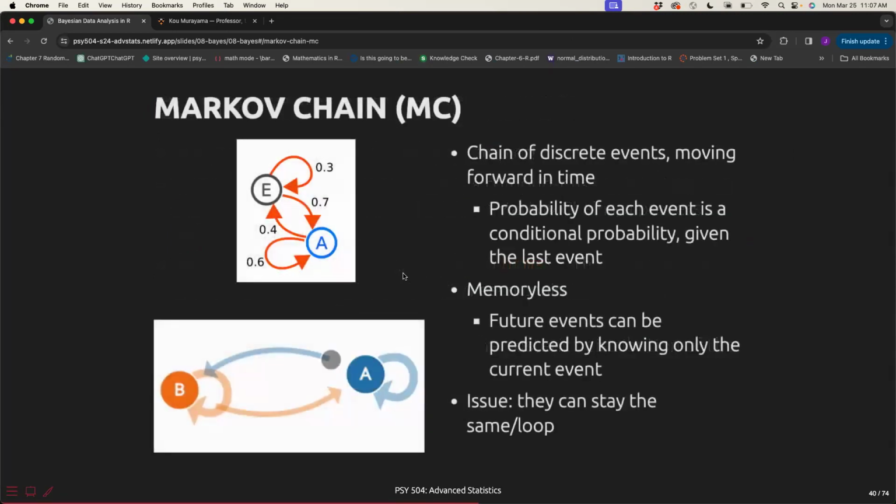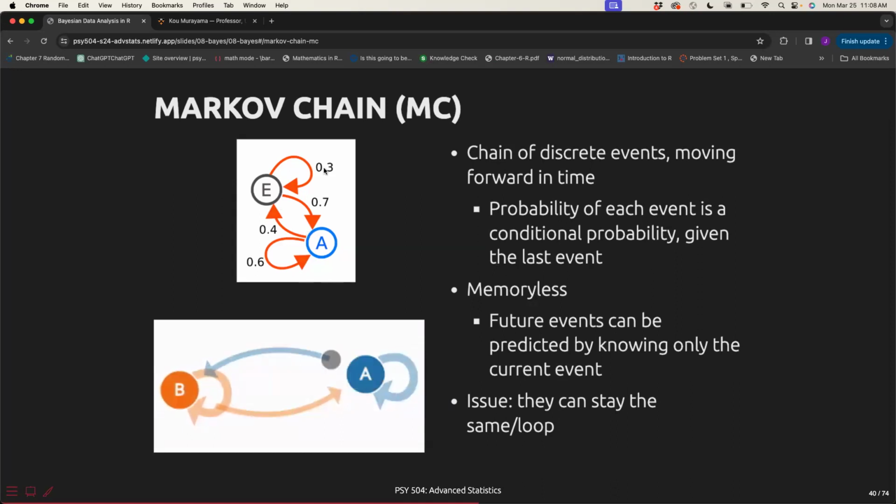What I wanted to do was break apart MCMC and talk about the first MC, which is Markov chains. Markov chains are a really interesting way to explore an unknown parameter space. A Markov chain is essentially a chain of discrete events that move forward in time, where the probability of each event is conditional on the last event. These Markov chains are memoryless, meaning that future events are wholly determined by the current state. No other information is included in this movement across the parameter space.